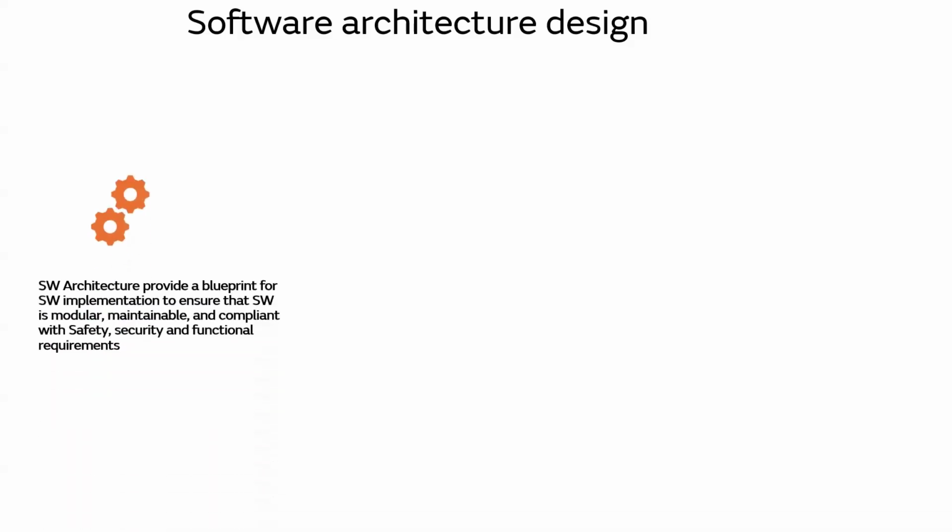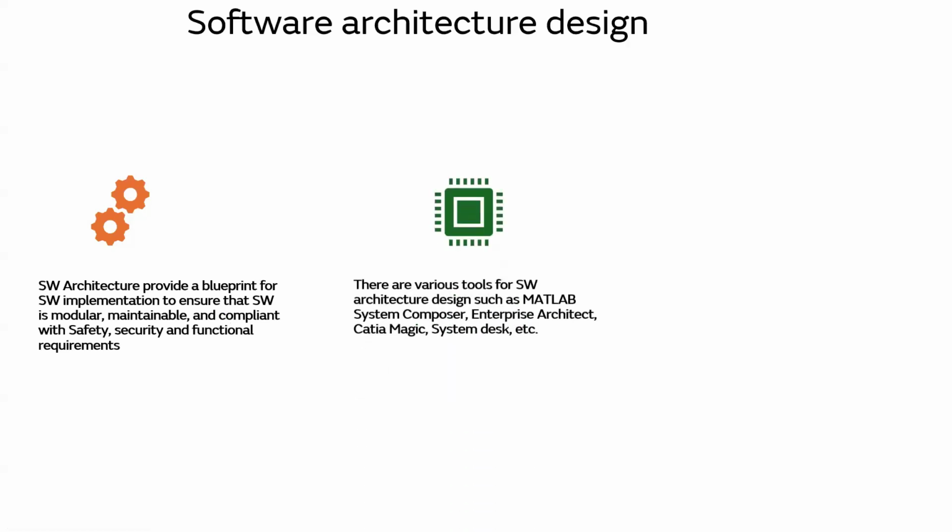So now, once you have your software requirements, those are the input to define your software architecture. So the software architecture is a blueprint. We call it the blueprint for software implementation, which ensures that the software is modular, maintainable, and compliant with the safety, security, and functional requirements. So that's the key thing. Once you have the software requirements, then you architect that to get your software architecture. And then in this case, you move on.